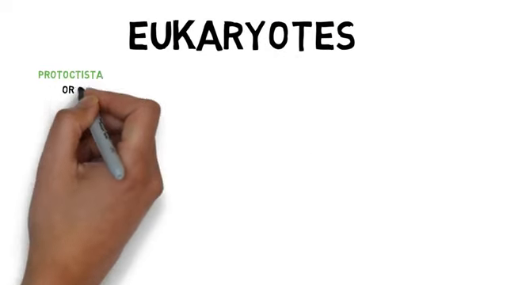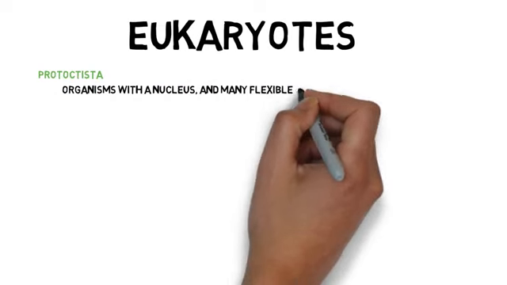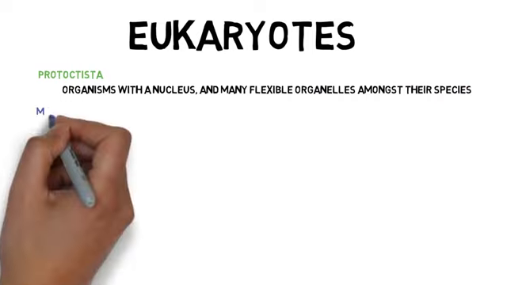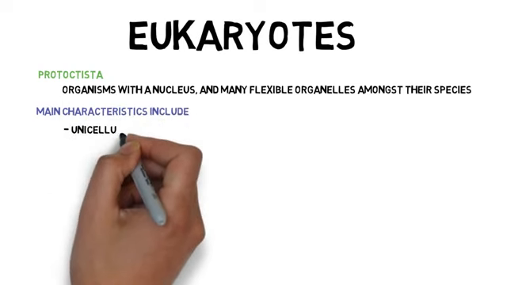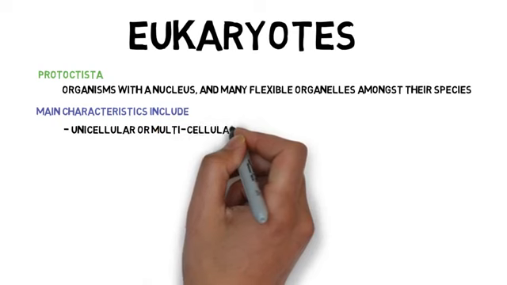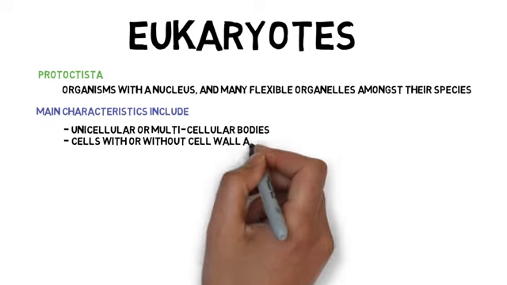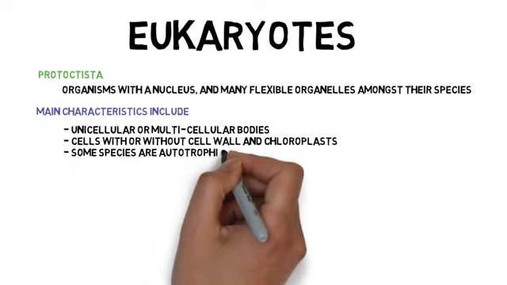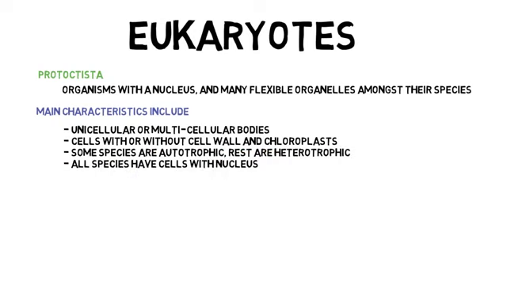Protoctista are organisms with a nucleus and many flexible organelles among their species. For example, some have chloroplasts and cell walls like plants, and some are like animal cells without these distinguishing characteristics. Their main characteristics include unicellular or multicellular bodies, cells with or without cell wall and chloroplasts. Some species are autotrophic, the rest are heterotrophic, and all species have cells with a nucleus.